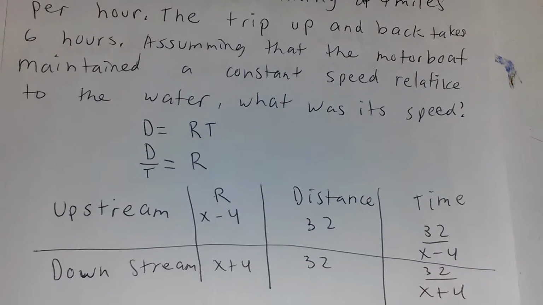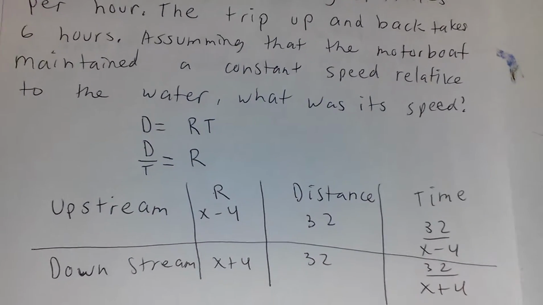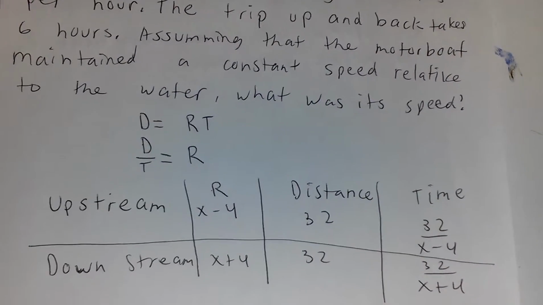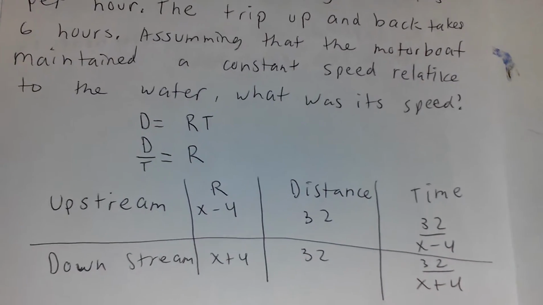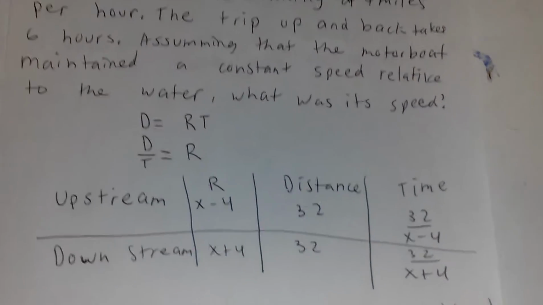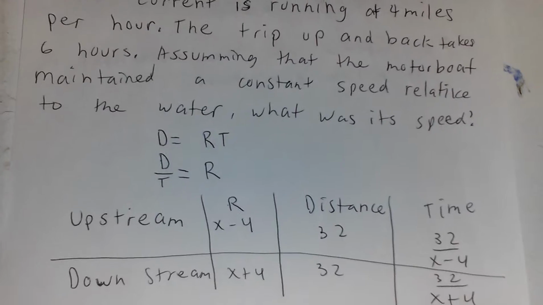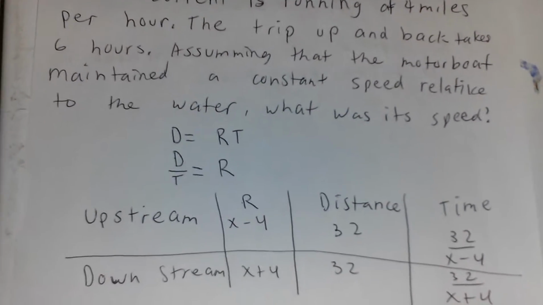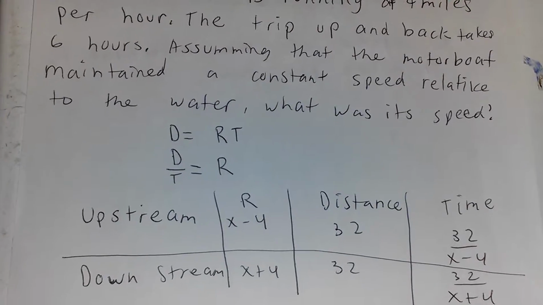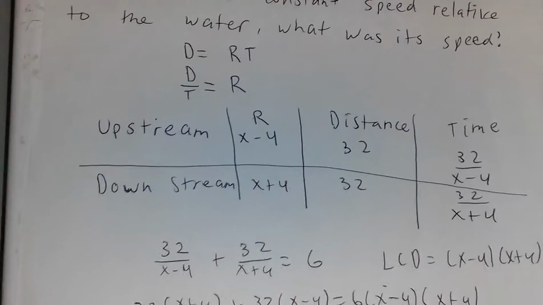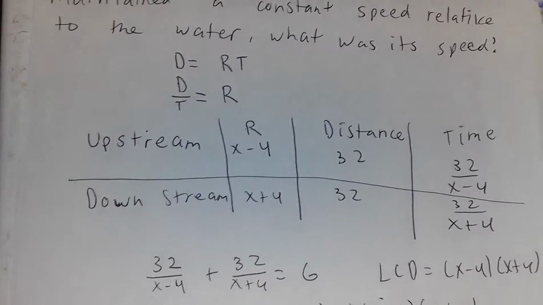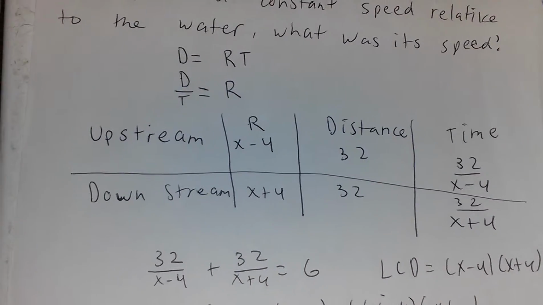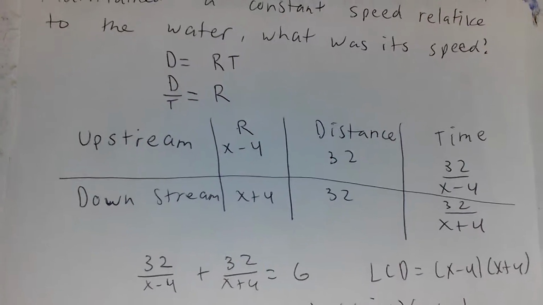And downstream, the current is helping you, so the rate would be x plus 4. Distance would be 32. So the time would be 32 over x plus 4. So how would you set that up? We know that it took 6 hours to travel upstream and downstream. So it'd be 32 over x minus 4 plus 32 over x plus 4 equals 6 hours.